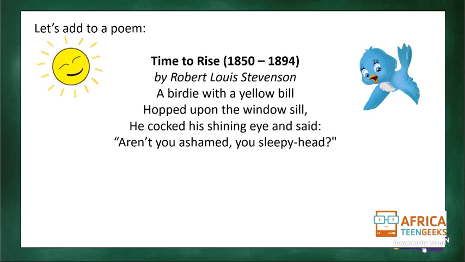That's lovely. Okay. So you can see some old-fashioned language there. A birdie with a yellow bill, meaning a beak, hopped upon the windowsill. He cocked his shining eye and said, "Aren't you ashamed, you sleepyhead?" Can you see a rhyming pattern there? Every second line rhymes with the line before: bill, sill, said, head. Now I want to know if somebody could make up 2 more lines that have that same kind of rhyming pattern.